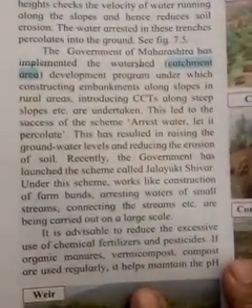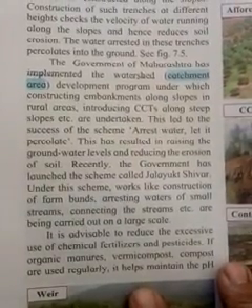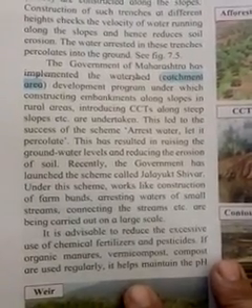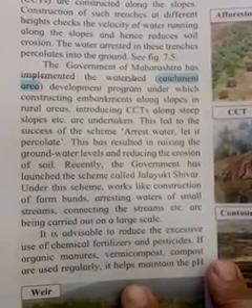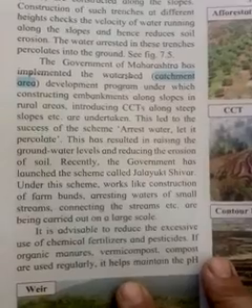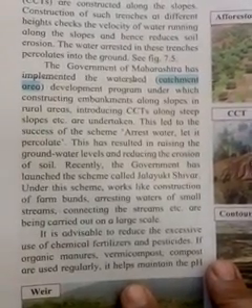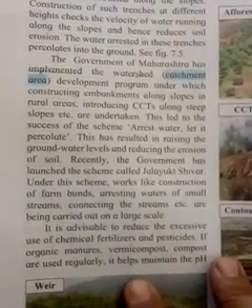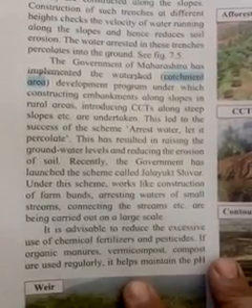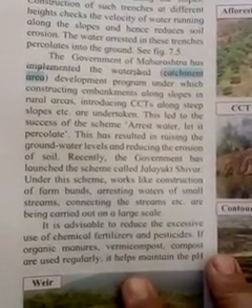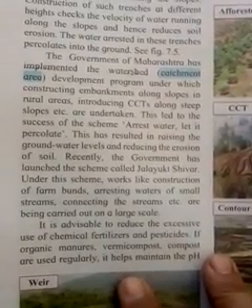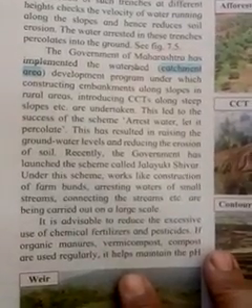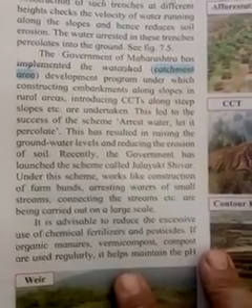Construction of CCTs along the steep slopes is undertaken. This leads to the success of the scheme: the arrested water percolates. This has resulted in rising groundwater levels and reduced erosion of the soil. Because of this program, the groundwater level is rising and the erosion of soil is reducing.